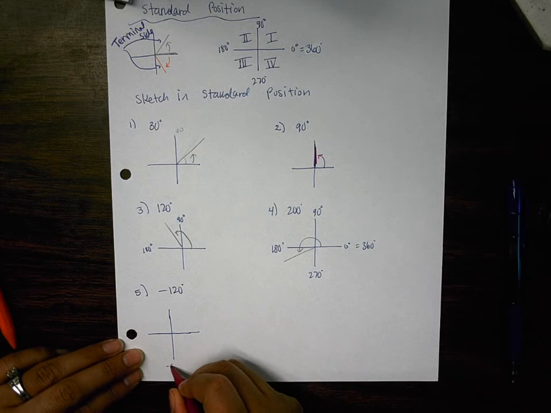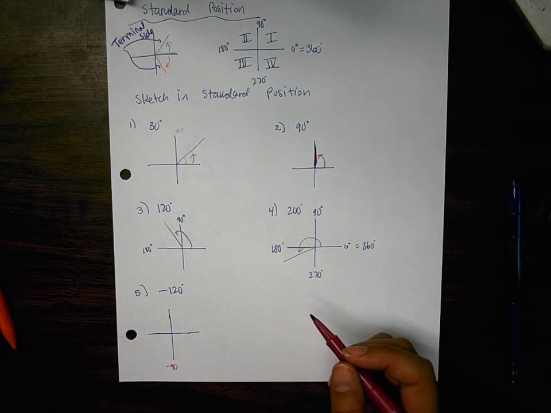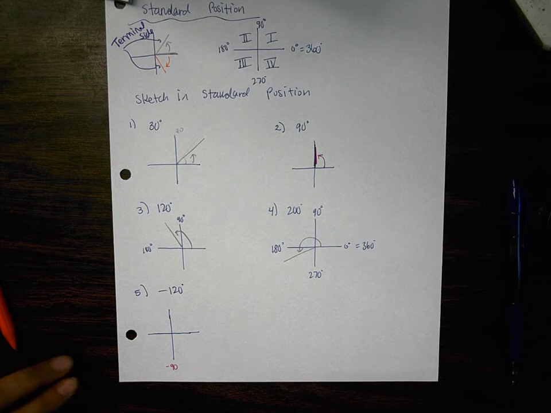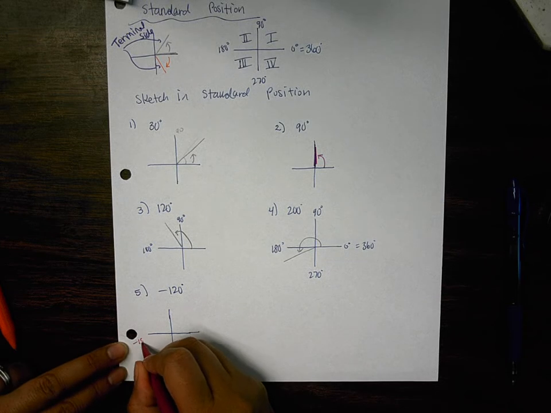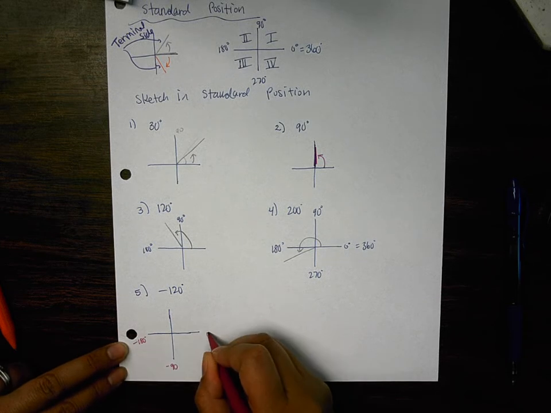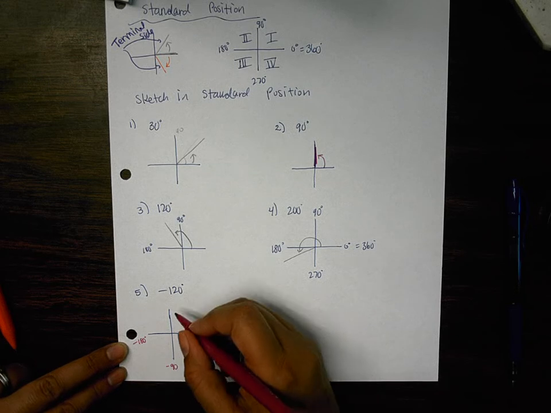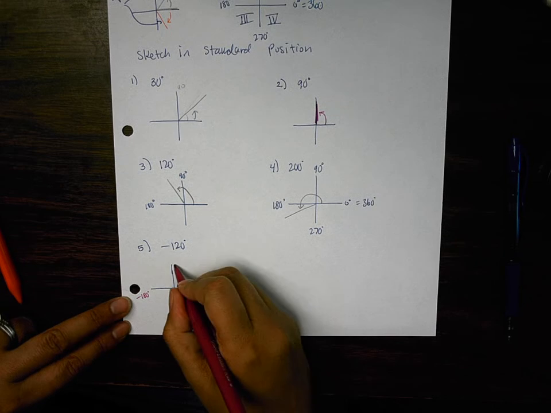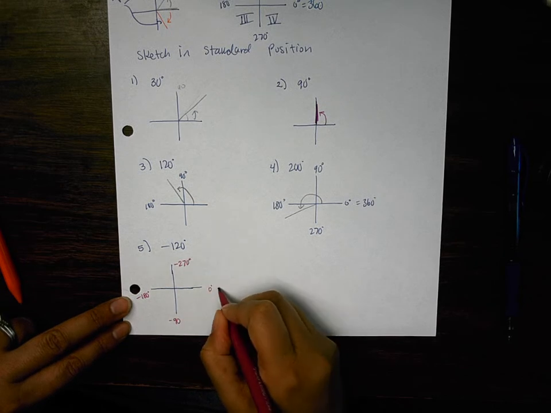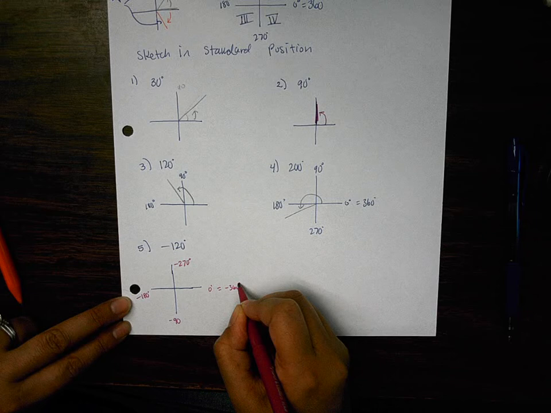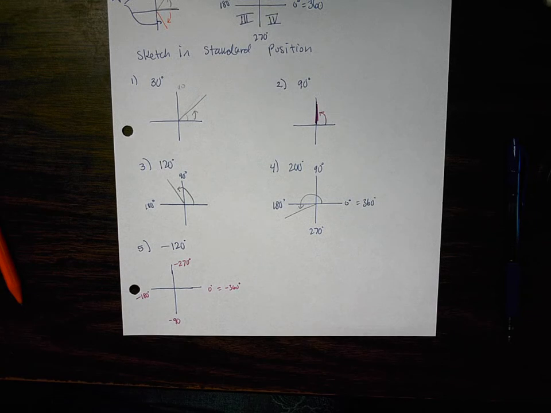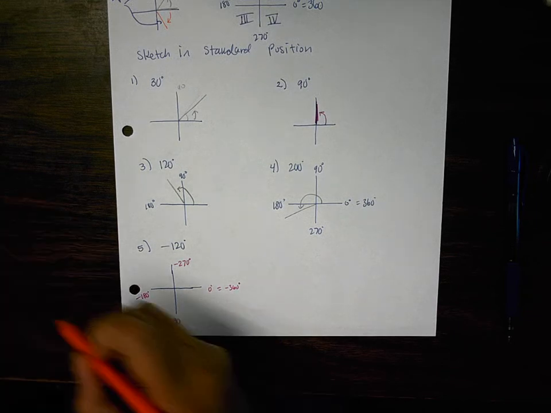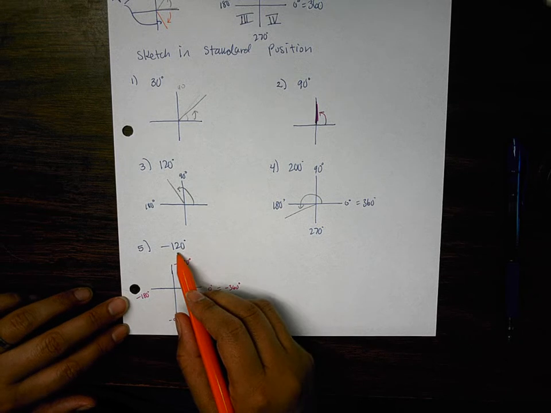All right, negative 120, which direction am I going? Upward or downward? You want to make sure that you label, this is negative 90. This is negative 180, and I did forget to start with 0. Negative 90, negative 180, what would this be up here? Negative 270, and then negative 360.